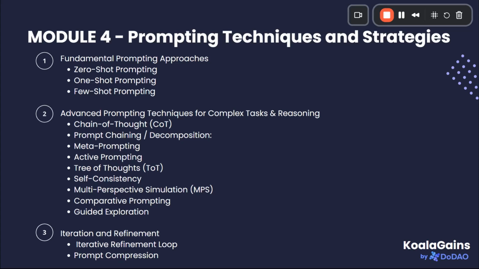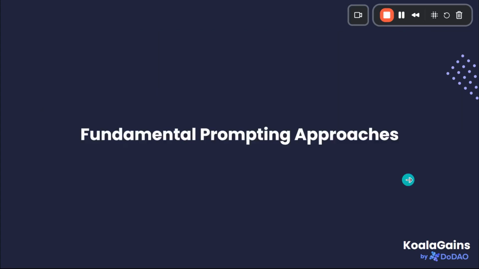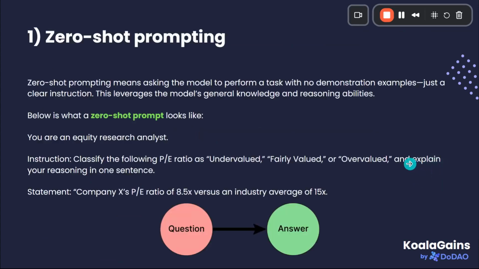and we have also seen some of the components of prompt. Let's start with fundamental prompting approaches. The first approach that we have is zero-shot prompting. In zero-shot prompting, you do not share any example of what the output should look like.